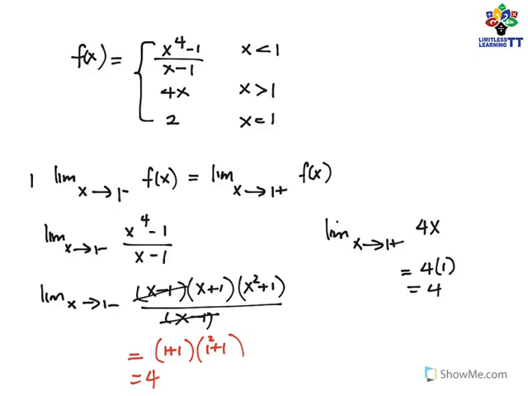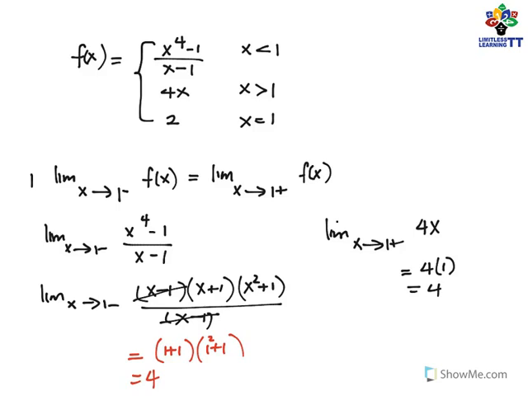So since the limit exists for both of these, when I am going from the left or when I'm going from the right, and both of those limits are equal to each other, which is 4, it means that the limit of my function f at x equal to 1 exists. Right? So that's part 1.